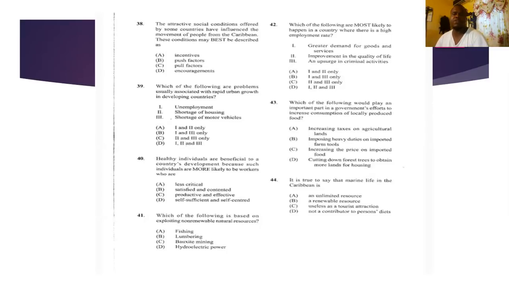B says imposing heavy duties on imported farm tools. If that is done, it's going to drive up the cost of local production, because if things increase, then the producer is going to pass on that cost to the consumer. He's not going to absorb the cost. And it's the same thing for A, increasing taxes on agricultural lands, that will pass on to the consumer, which results in a higher price for the goods. So the answer is C, increasing the price on imported food to make local food more competitive, because importation is usually cheaper. Like goods that are imported usually sell cheaper because they come from countries where the production cost is lower than ours.